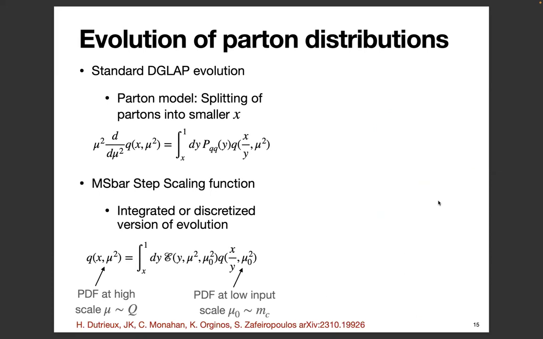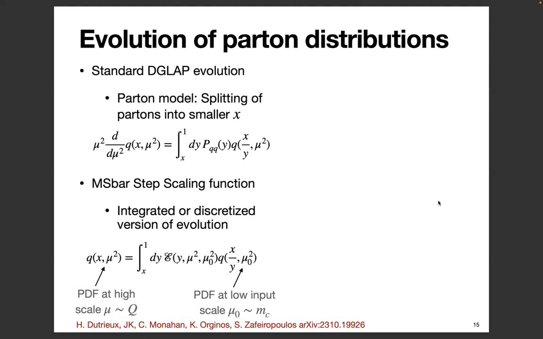Now, in practice, when you're doing a phenomenological analysis, you'll have a PDF with an explicit functional form at some low scale, like the charm quark mass. And then that gets evolved all the way up to some larger scale by integrating this equation. And so you can imagine that there exists some convolution that takes you from mu naught to mu. And this is how you will then move up to the high scales where your experimental data is and where you want to handle.